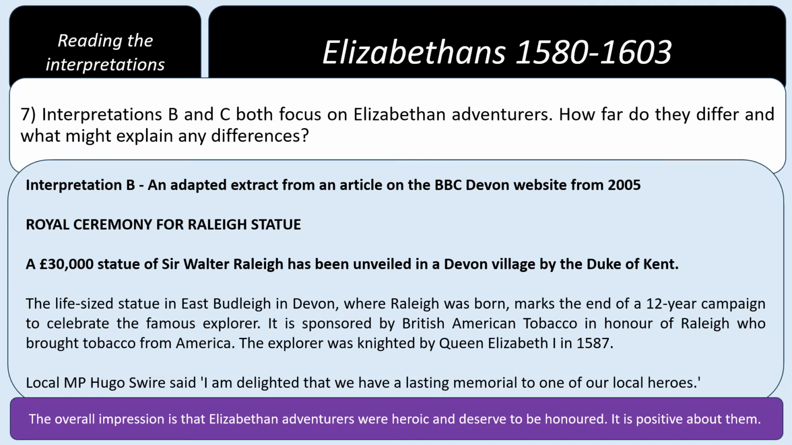So let's have a look at interpretation B. It's an adapted extract from an article on the BBC Devon website from 2005. The title is Royal Ceremony for a Raleigh Statue. And then it says a £30,000 statue of Sir Walter Raleigh has been unveiled in a Devon village by the Duke of Kent. The life-size statue in East Budleigh in Devon, where Raleigh was born, marks the end of a 12-year campaign to celebrate the famous explorer.